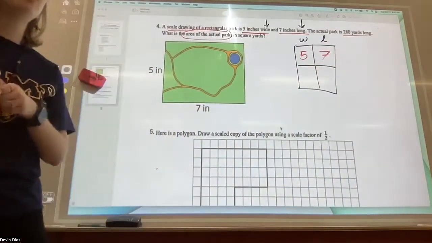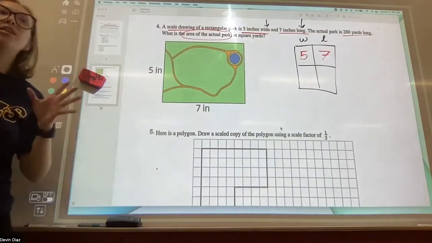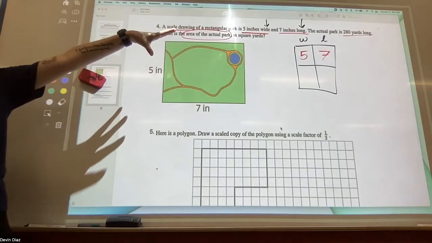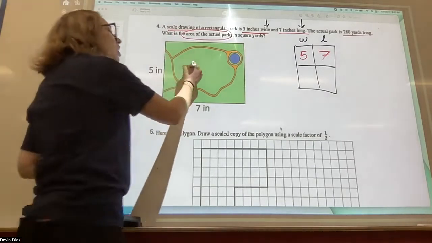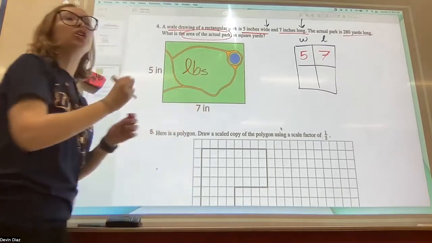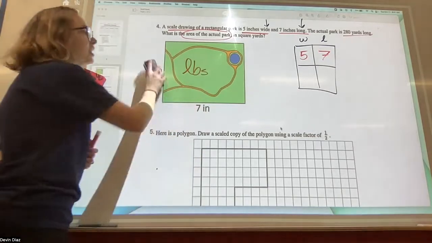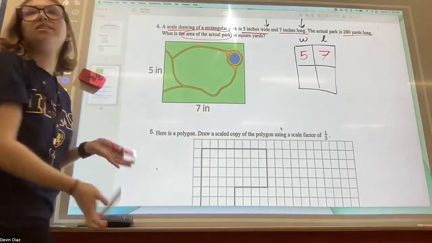If you're wondering why my L looks like that, that's because you will see that on tests in the future. I probably write pounds like that too. I write LBS like that. You'll see that on tests. You'll see that on things because otherwise L's kind of look like ones.